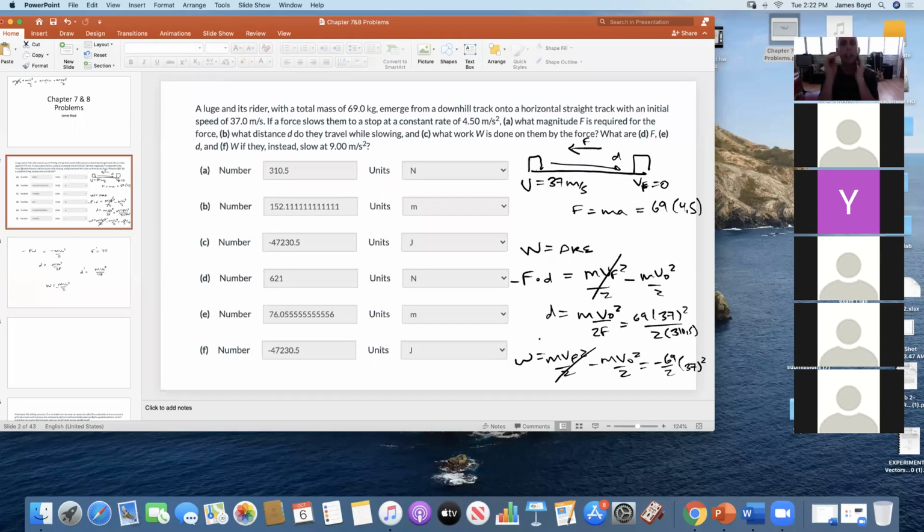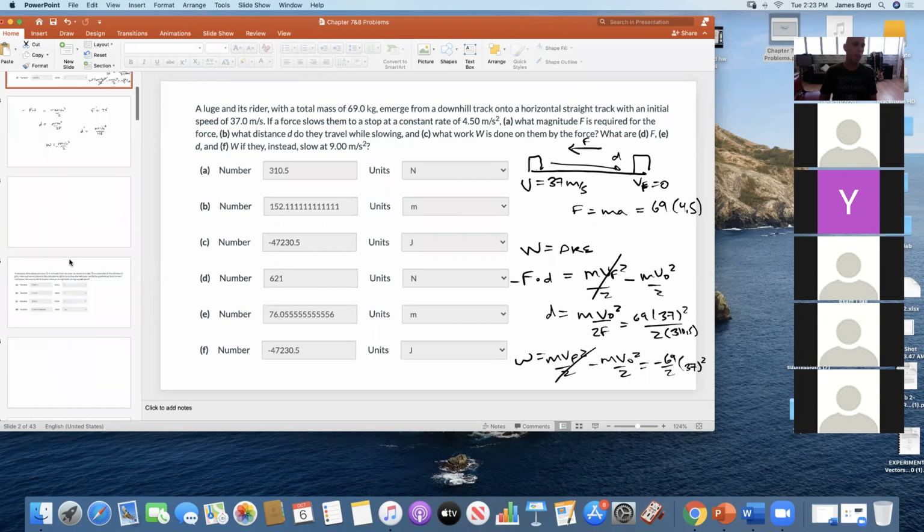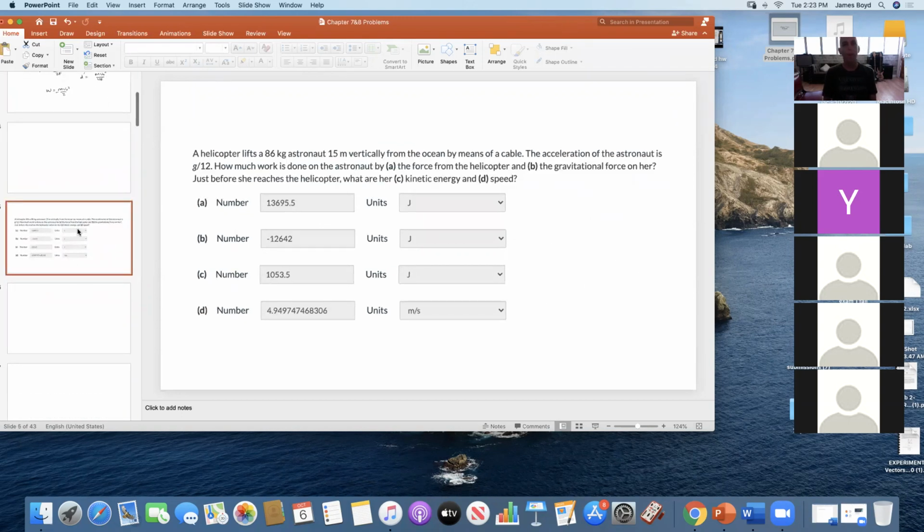But yeah, this problem is really just using this equation: f dot d is equal to mv final squared over 2 minus mv initial squared over 2. That is called the work energy theorem. And if you know how to do it, this problem is actually pretty easy. Okay, let's move on. This problem I actually really like.